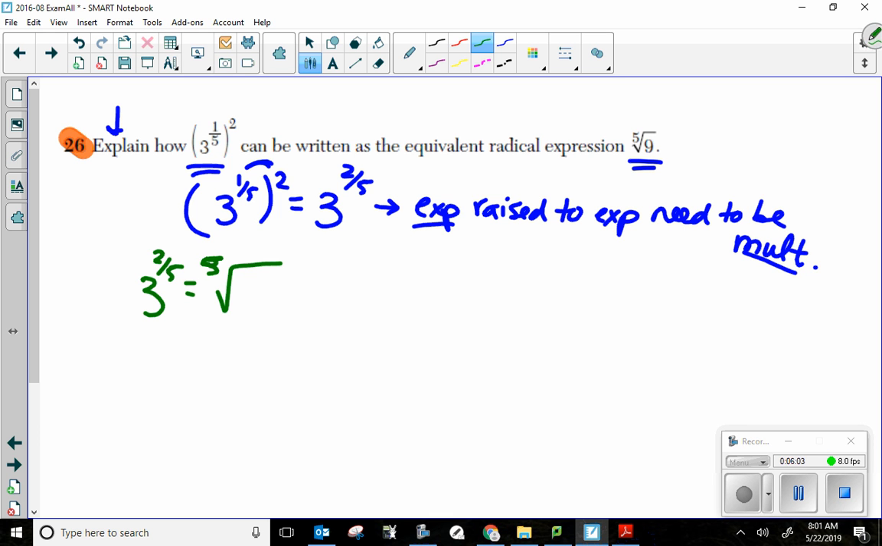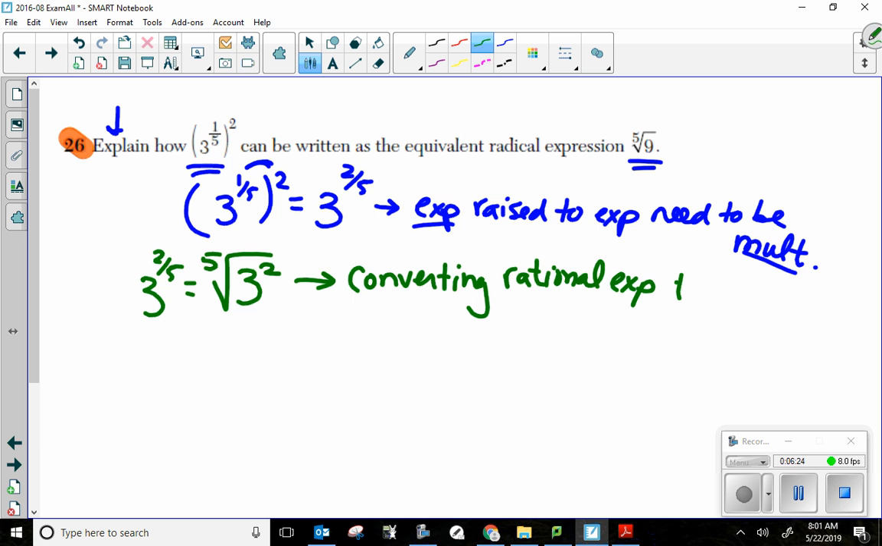yeah, that's a 5. The fifth root, let me write that nice for you guys. I was ahead of myself. I was already writing my 3, the fifth root of 3 squared. And that's because it's converting a rational exponent to radical form. Okay, now if this word rational throws you off, you can use a fraction exponent. It's the same thing. So converting a fraction exponent to radical form.